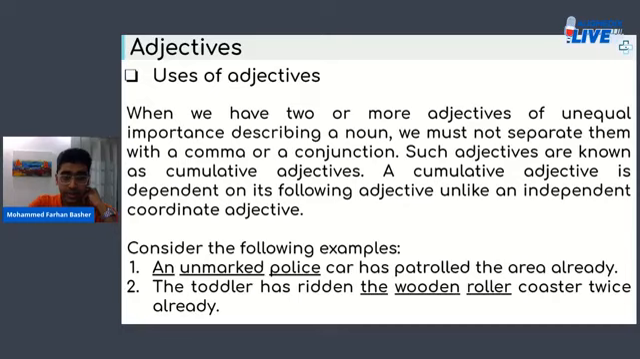So an unmarked police car has patrolled the area already. You have an, which is immediately followed by unmarked, and unmarked is immediately followed by police. Therefore, each of these adjectives is dependent, okay? All these adjectives are interdependent. You cannot just pick and choose. You cannot just say unmarked car. You cannot just say police car. You have to say an unmarked police car.